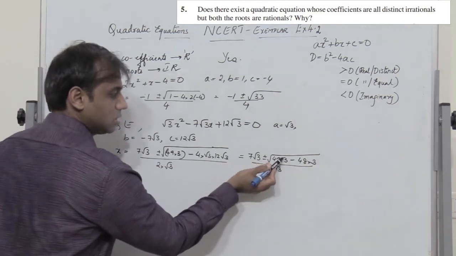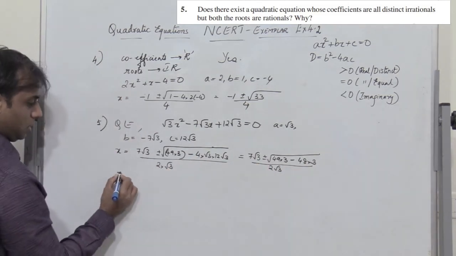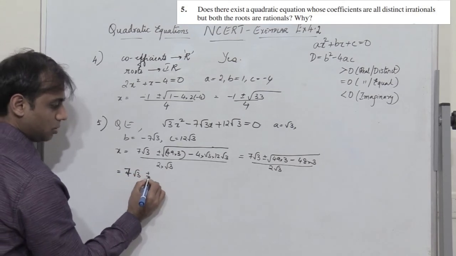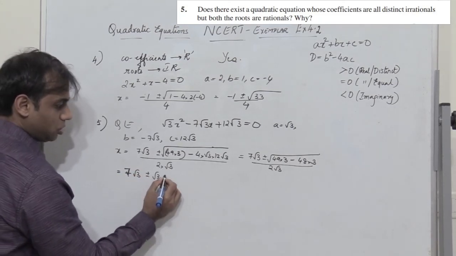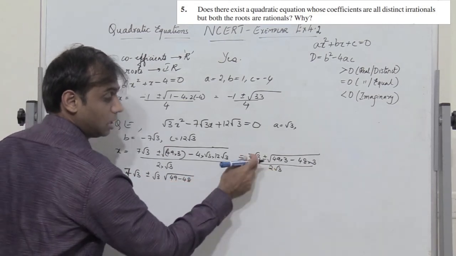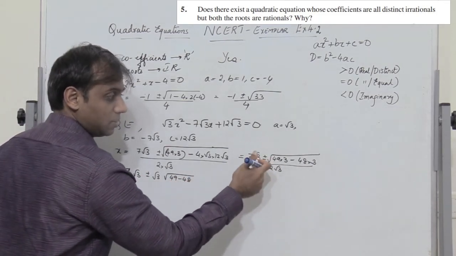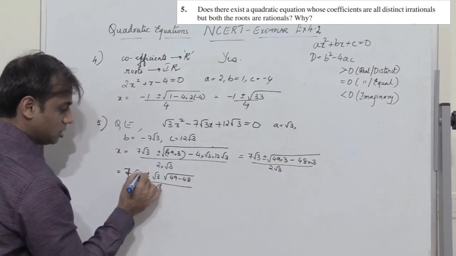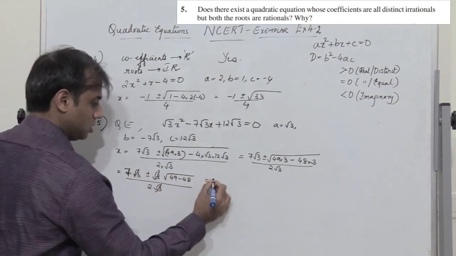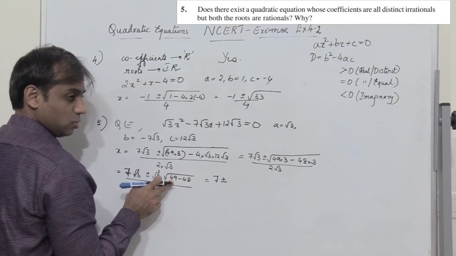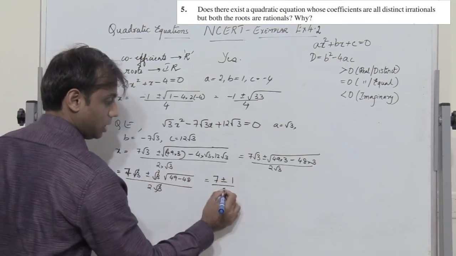So let me take this 3 outside the root. So you get 7 root 3 plus or minus root 3 into root of 49 minus 48. I have taken 3 outside the root. So it becomes root 3 divided by 2 root 3. So root 3 is common, which can be cancelled. So you get 7 plus or minus root of 49 minus 48 is 1. So root 1 is 1, by 2.